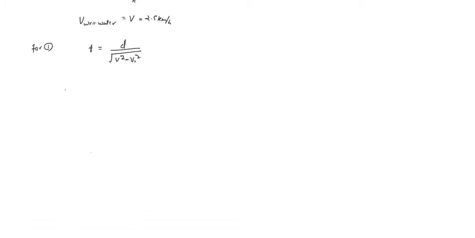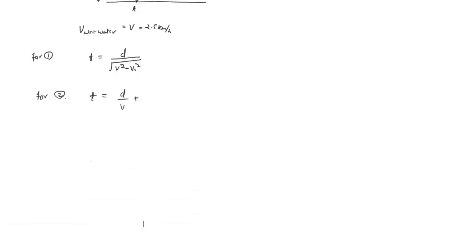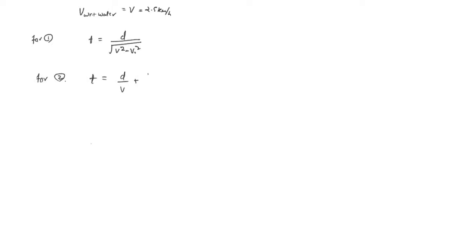Now, for swimmer 2, the total time will be D by V plus the time for which he walked the distance. So let us say the distance from B to C will be X. So the total time will be plus X divided by U. He walks with the speed of U.